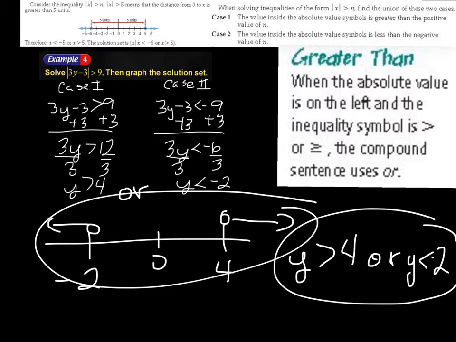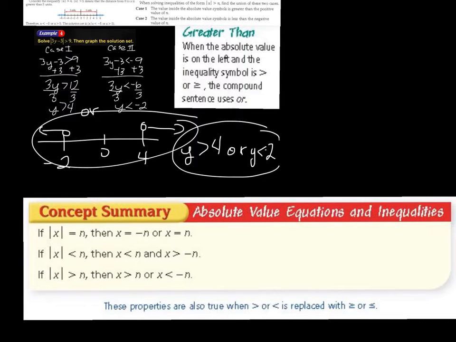And there's our graph. So here's another summary for absolute value equations and inequalities. If the absolute value of x equals a number, then x equals either the positive or negative of that number. If the absolute value of x is less than a number, then x is less than that number and greater than its opposite. If x is greater than a number, then x is greater than the number or less than its opposite. And these properties are also true when the less than or greater than is replaced with less than or equal to or greater than or equal to.